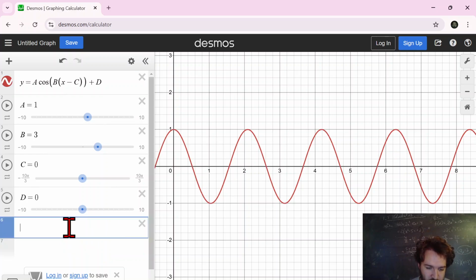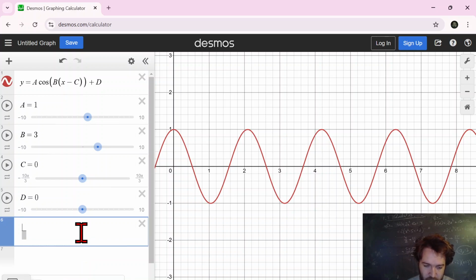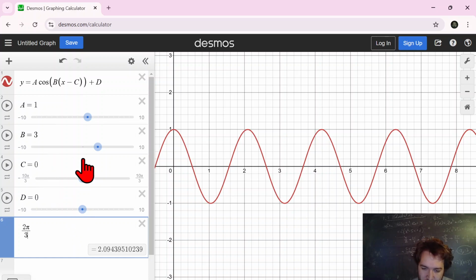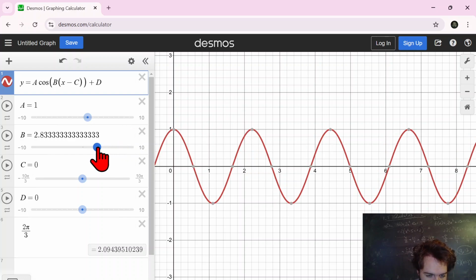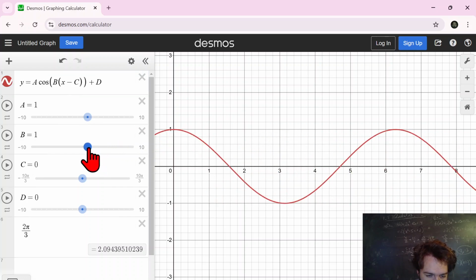Now, if I wanted to compute the actual period for this, remember that it follows the formula 2 pi divided by whatever the b value is. So this is 2.09, which is just 2 pi over 3. Now, to verify that, we can go to this first completed period, and we see the first completed period happens after 2 pi over 3, and that matches with what we know about the b value and what it controls.